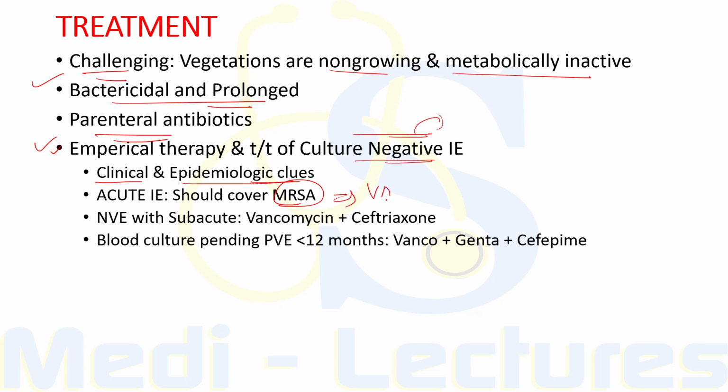So we have to add vancomycin in the regimen. For native valve endocarditis with subacute presentation, we can include vancomycin, which will again give the gram-positive coverage, along with ceftriaxone, which will cover gram-negative bacteria.